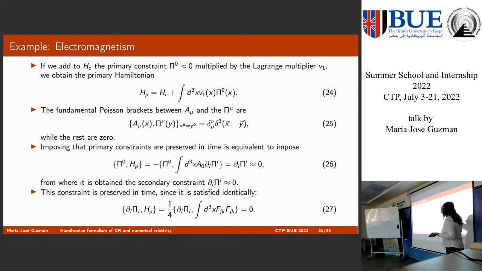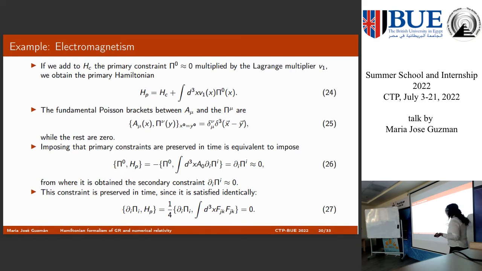So here in electromagnetism, I just finished the Dirac procedure, the Dirac algorithm, and there are no more constraints. The only constraints of electromagnetism are the primary constraint here and the divergence of the pi, which is a secondary constraint. And that's it.